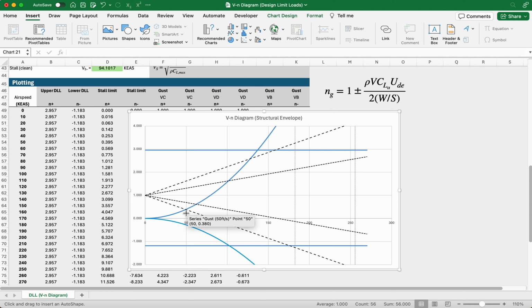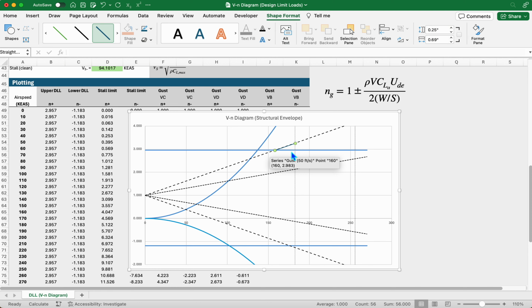So when we're thinking about our limits, our positive limit at the cruise gust is basically whatever is higher between our design limit load, our positive limit load factor, or our gust line up to the cruise point. So below this intersection here, our design limit load is the highest, so that forms our boundary. But at this point, it's going to start to follow our gust line all the way up to cruise.